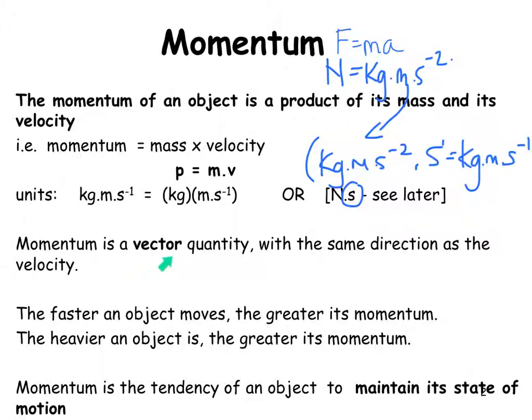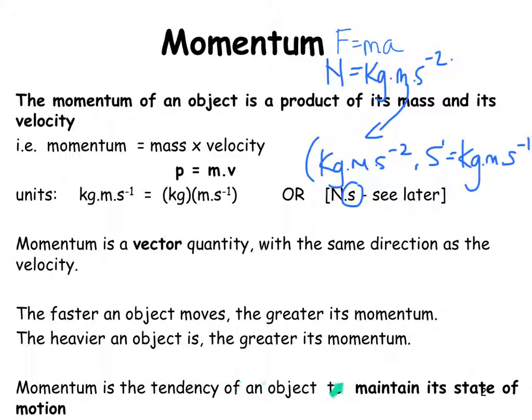What's important is that momentum is a vector quantity. A vector quantity means that you have to consider the direction, and the direction of the momentum is always the same as the velocity. The faster an object moves, the greater its momentum. Well, that's not surprising. Momentum is the tendency of an object to continue or maintain its state of motion. So if something is very, very fast, it will tend to continue moving. And if something is very, very heavy, it will also tend to continue moving.